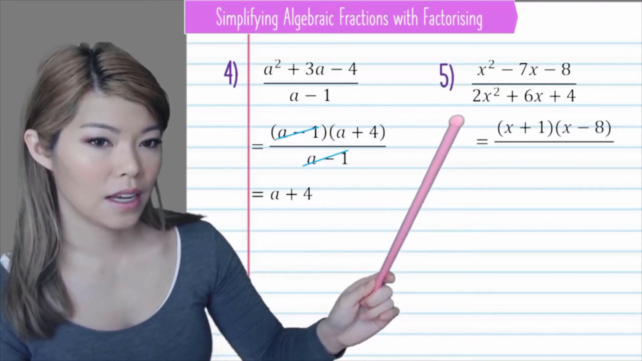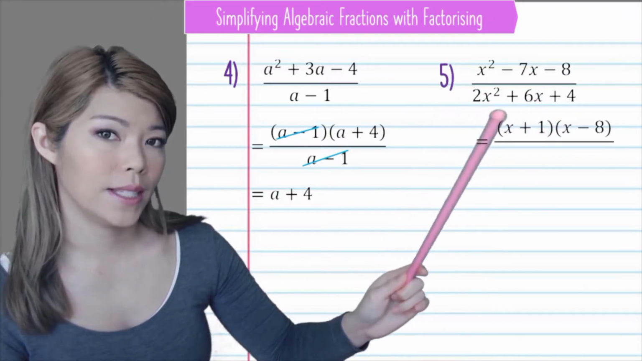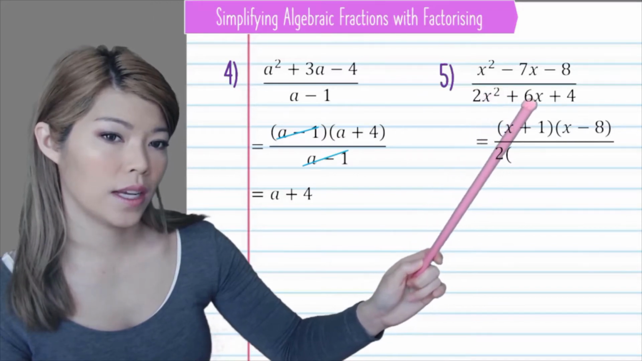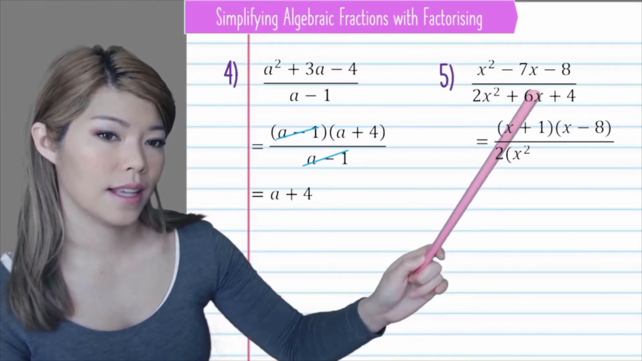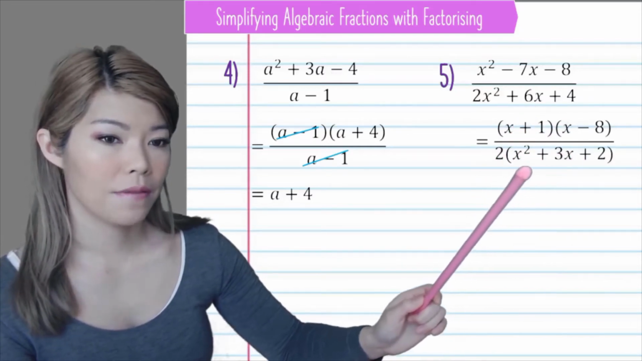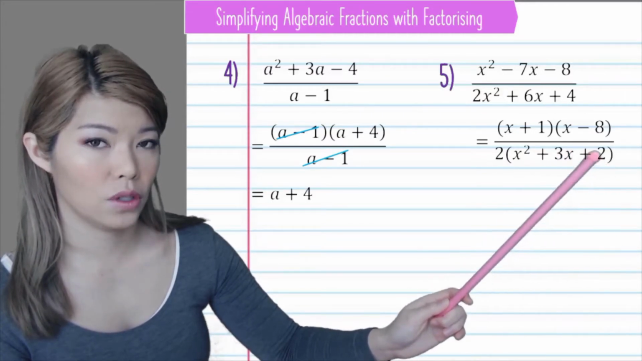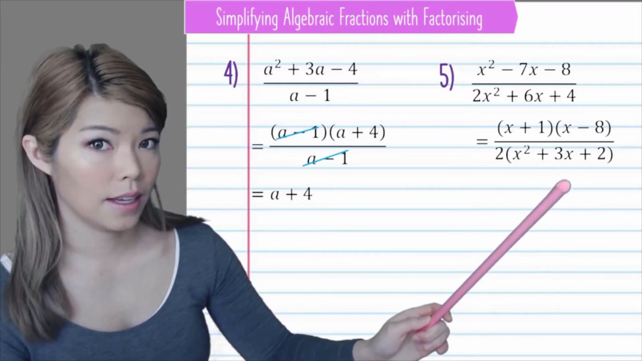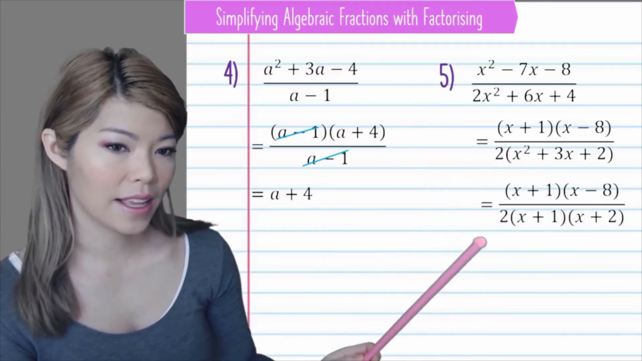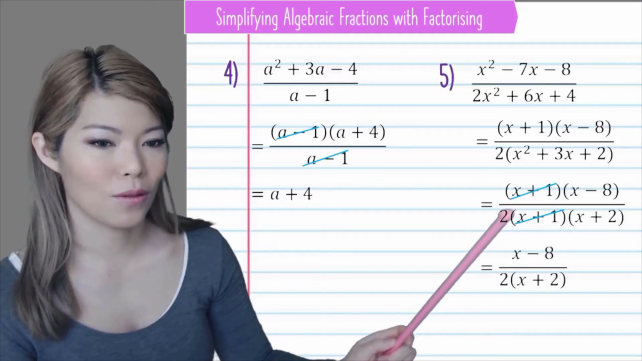And the denominator, we notice that 2x squared plus 6x plus 4, they are all divisible by 2. So let's take the 2 out first. Now we're left with x squared plus, 2 times what is 6x? 3x. And 2 times what is 4? 2. So now we can factorize this. What two numbers add up to be 3 and multiply to give you 2? That's 2 times 1. 2 times 1 is 2. 2 plus 1 is 3. Now that we've factorized it, we can cancel our common factors. That's the fun part, I think. And write down whatever is left over.